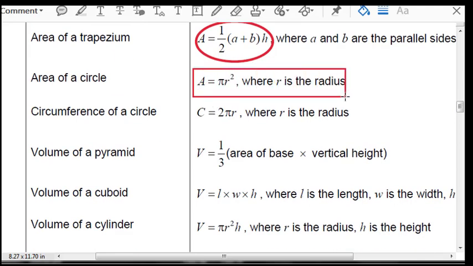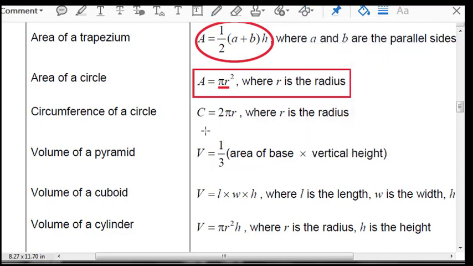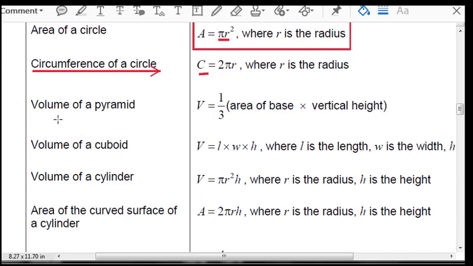Area of a circle equals pi r square, where r is the radius, and you can get the value of pi by using your calculator pi button, or you may use 3.14, the value of pi. You may use 3.14, or you can use instead 22/7. This is the value of pi. Circumference of a circle, denoted by capital C, equals 2 pi r, where r is the radius.